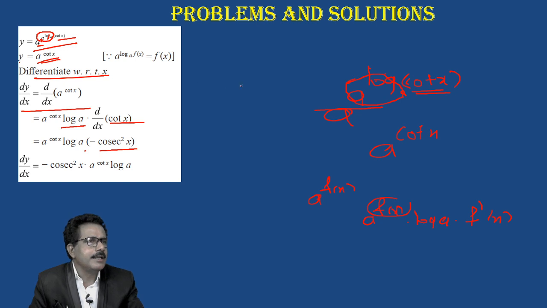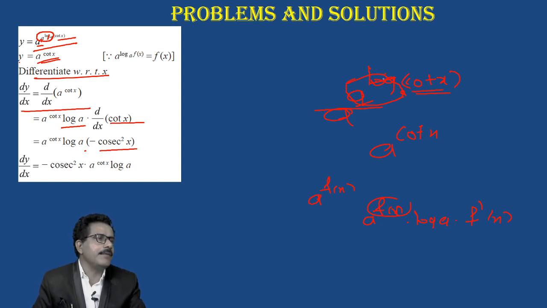Why have we considered this example? Because here a raised to log is a double exponential function, which we have given in the form of a log whose base is again a. Therefore this is a new concept which we have to study here.